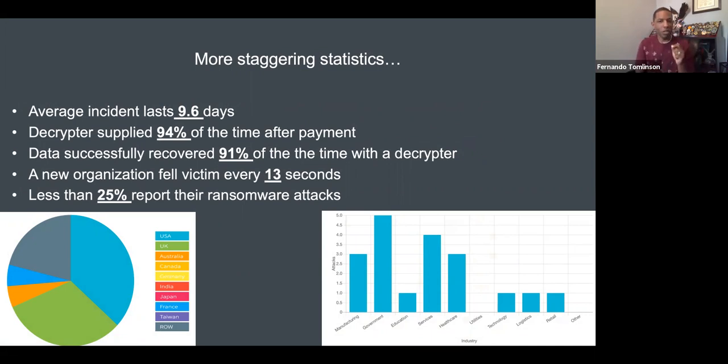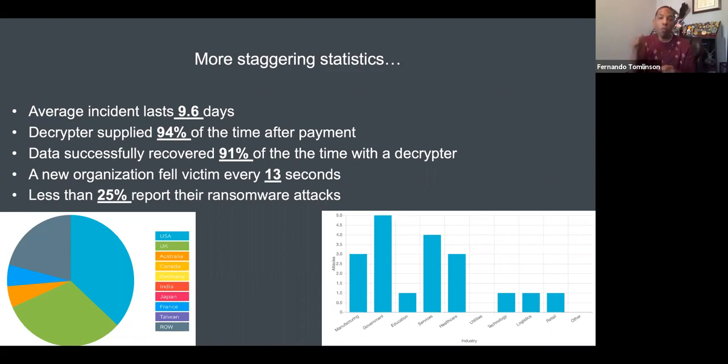94% of the time. You mean to tell me somebody infiltrated my network, encrypted my data, we made a conscious decision to pay the ransom so we can get the data back, and 6% of the time we didn't even get the decryptor? What are you going to do about it? Right? Further, data was successfully recovered 91% of the time with a decryptor.